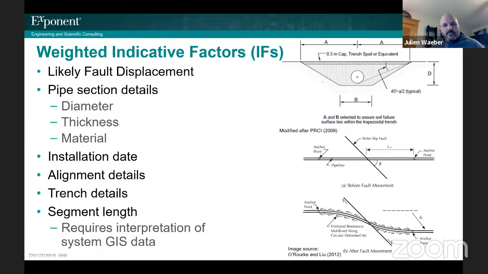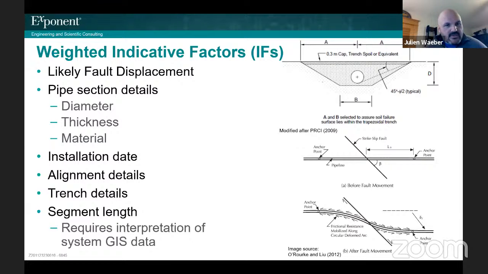So I mentioned these weighted indicative factors. What are they based off of? Well, as you might imagine, for example, likely fault displacement. How much displacement is one thing, but what is the likelihood of displacement in the first place? That's going to be an important hazard factor, and it'll probably be weighted against a lot of the different modes of failure that you'll consider in your system.